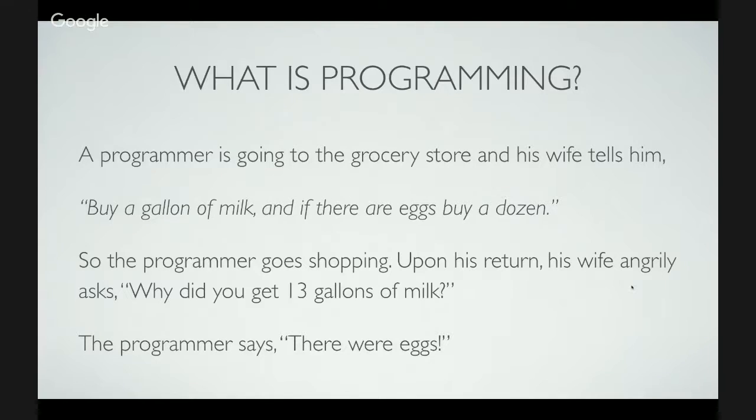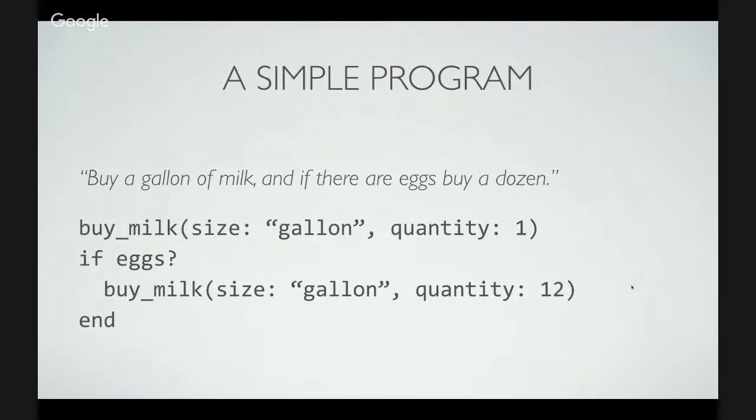Now, this might make sense to you and you might laugh or you might be confused. So let's take a look at what does that actually mean? Why is that funny? Well, this is the way a programmer thinks. So the instruction was buy a gallon of milk, and if there are eggs, buy a dozen. Well, if we looked at this in code, it might look a little something like this. Buy milk, size gallon, quantity 1. Then, if there are also eggs, then buy milk, size gallon, quantity 12. So we have a total of 13 gallons.